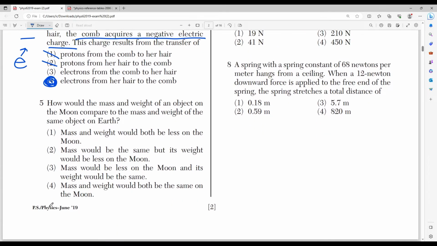Number 5 says, how would the mass and weight of an object on the moon compare to the mass and weight of the same object on Earth? So we have two different values here. We have mass, and we have weight. Now mass is always constant.